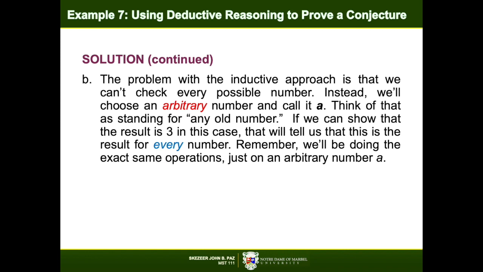Instead, we'll choose an arbitrary number and we call it A. Take note, A could be any number, standing for any old number. So, A could stand for that specific number or lahat ng mga possible number sa problem na yon. If we can show that the result is 3 in this case, that would tell us that this is the result for every number. Kasi nga, we'll just simply pick an arbitrary number A that can represent yung specific number na yon na hinahanap. Remember, we'll be doing the exact same operations just on an arbitrary number A.